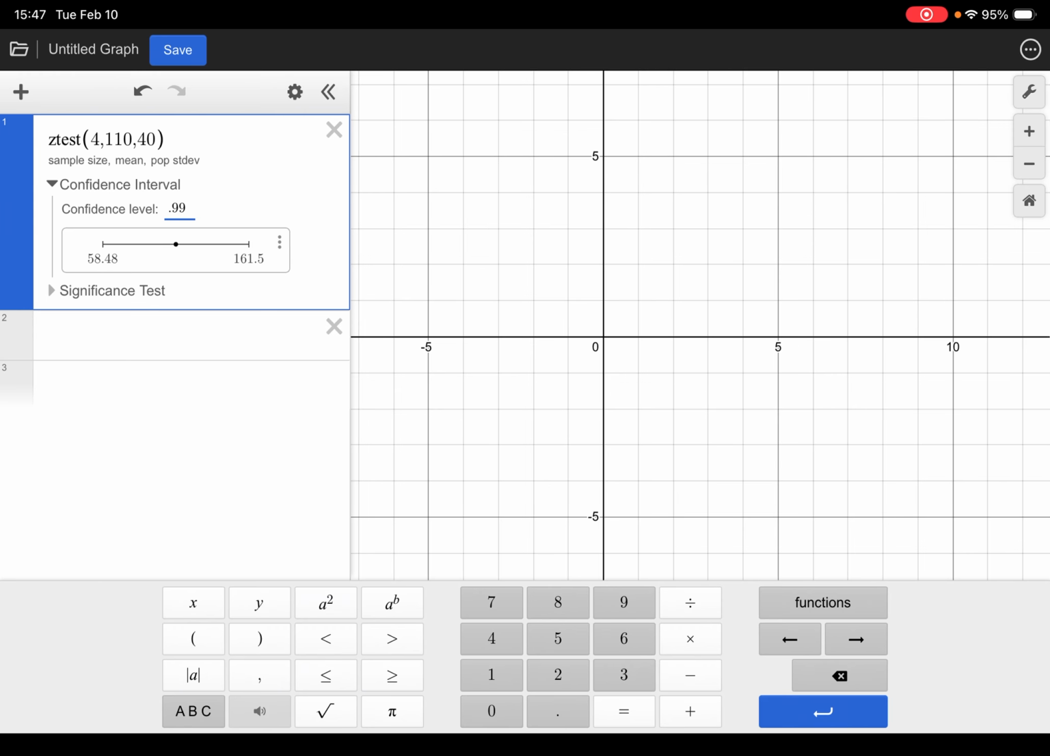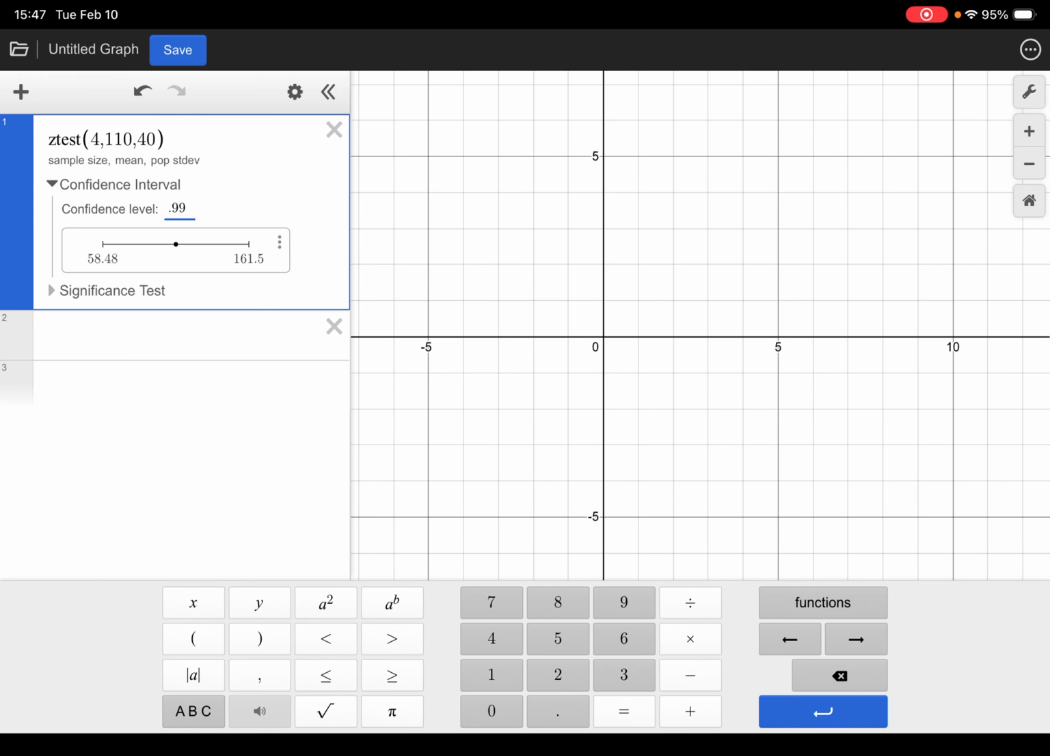Okay. Now it says calculating t-star. So remember, we are not using a calculator. Instead, we are using Desmos. So that means we don't need any of this right here. So I'm just going to cross all that out. We are going to actually be using Desmos, and on Desmos we're going to be using a t-distribution.